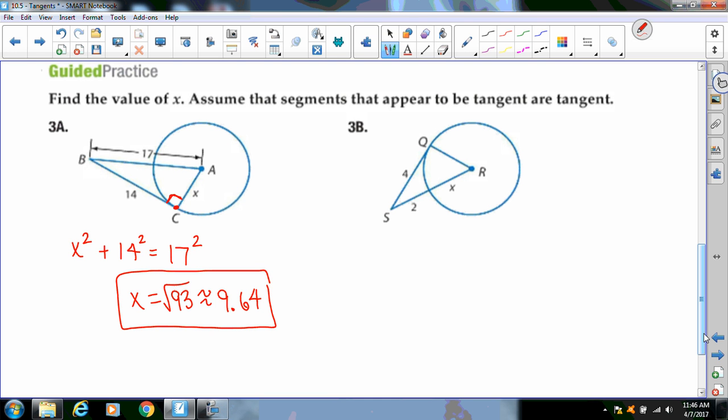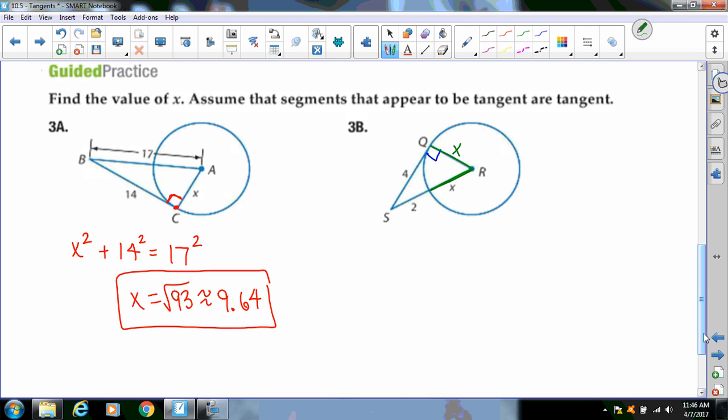Okay, then on this one, QS would be my tangent line because it's touching the circle in one spot. So angle Q would form a right angle with this radius. Now, that side isn't labeled. However, remember that in a circle, all radii are the same length. So if you notice, this radius right here is x. That means this radius has to be x.